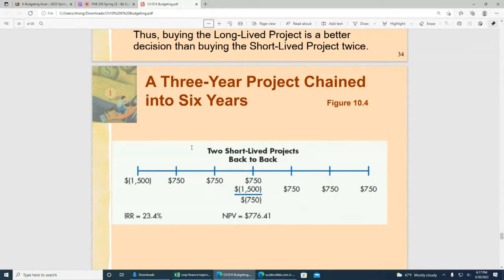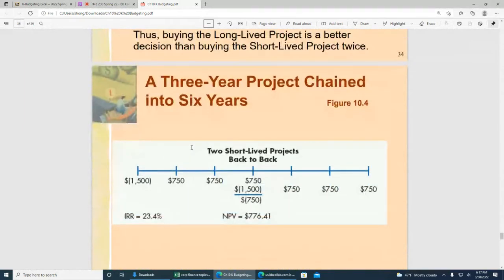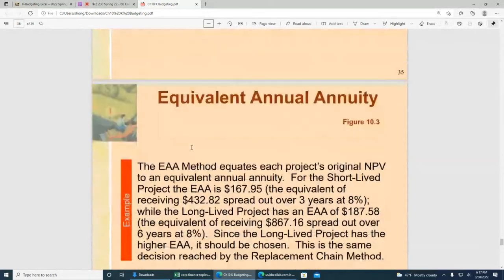What was the net present value of the 6-year project, the project B? Still, net present value is better, right? Long-lived project has a better net present value, lower internal rate of return, but better net present value. When net present value and internal rate of return give conflicting results, we go by net present value, right? So a long-lived project will be picked. Okay.